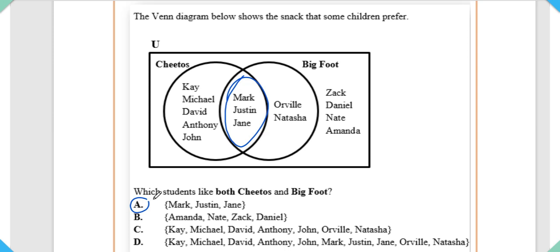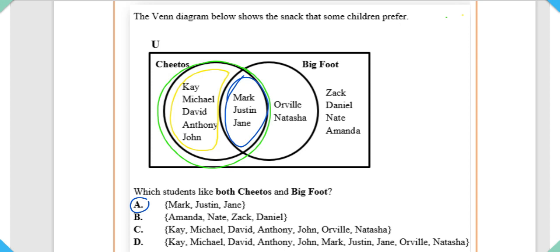A is our answer because Mark, Justin, and Jane fall within both circles. And this section here, guys, is called the intersection. What if you were asked which students prefer Cheetos? The answer would be all of the students in this set. What if you were asked which students prefer Cheetos only? Your answer would be these students right here. Got it? Alright, let's move on to the next item.